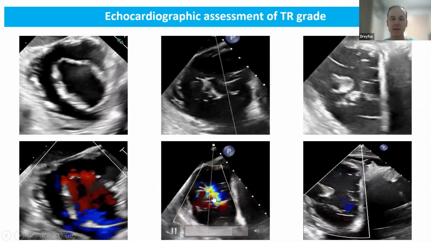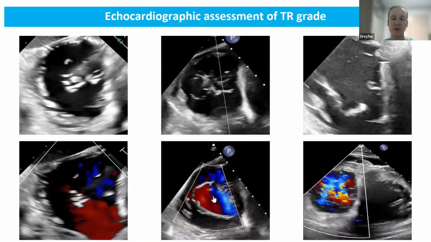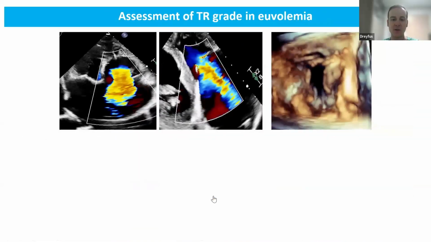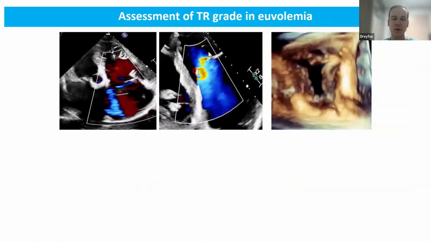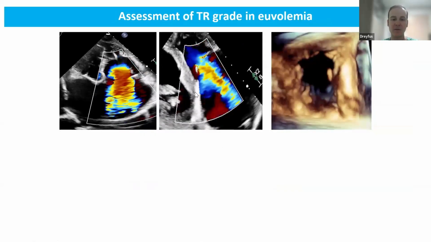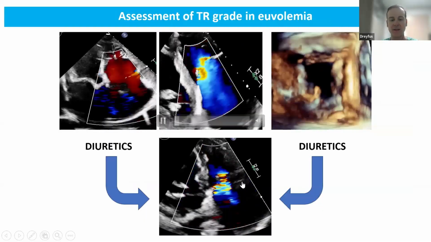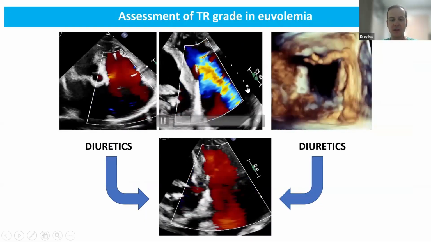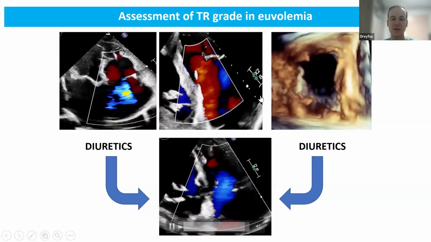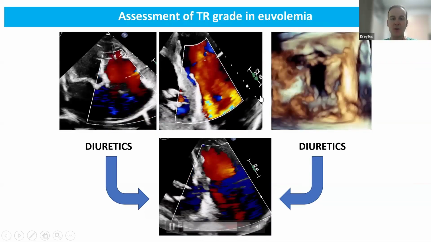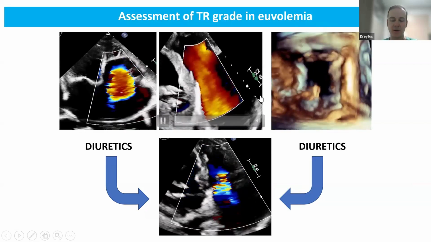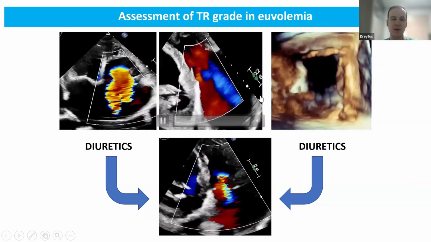Another important point is that TR grade should be assessed in euvolemia. You can see here the same patient before diuretics, when he came for heart failure during the hospitalization. And then after intravenous diuretics, you can see a significant decrease of TR grading, meaning how important the timing of echo is for TR grade assessment.